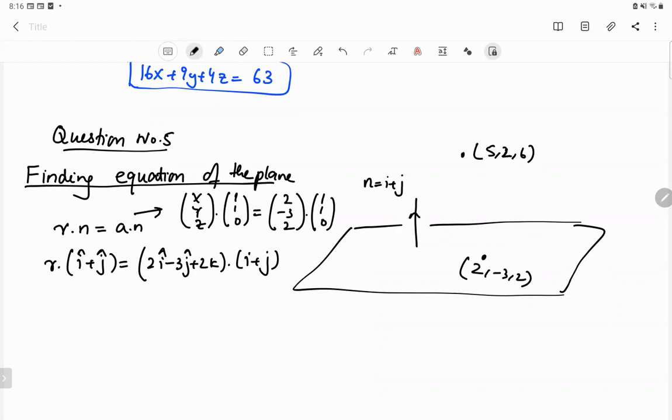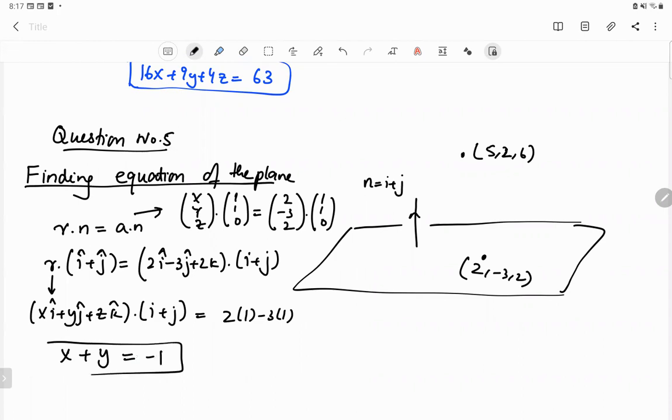Okay. Now, if we try to convert it into Cartesian form, we can write r as xi plus yj plus zk, dot i plus j, is equal to 2 into 1 minus 3 into 1 over here, and it is x plus y is equal to minus 1. This is the equation of the plane. Or if we want to write it in a standard style, we should write it like this. This is the equation of the plane, okay?